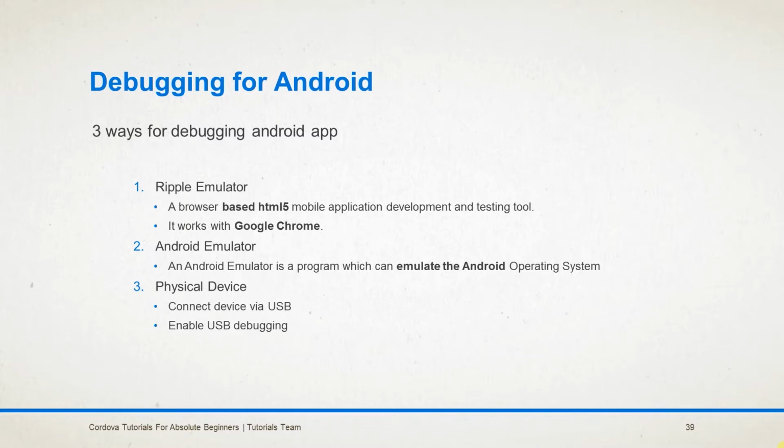Third is a physical device, in which we need to connect our mobile device to the computer via USB, and we also need to enable USB debugging in the device. We have already seen how to debug in the Ripple emulator as well as the Android emulator.